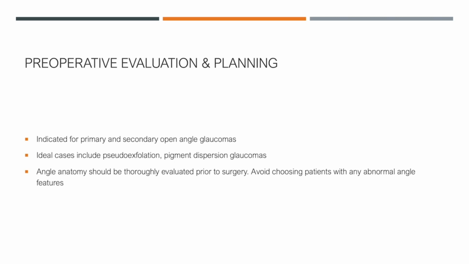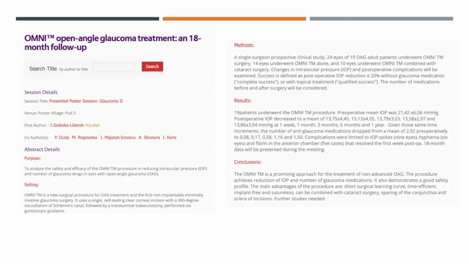This may include peripheral anterior synechiae, neovascularization, which could lead to intraoperative bleeding, or any sort of narrowing of the angle, which would preclude a good view of the angle and therefore an easy passing of the Omni surgical system.